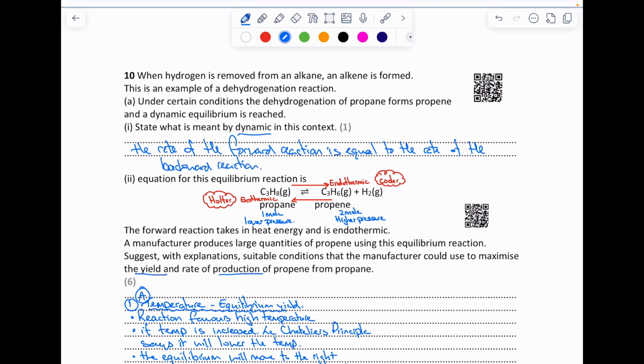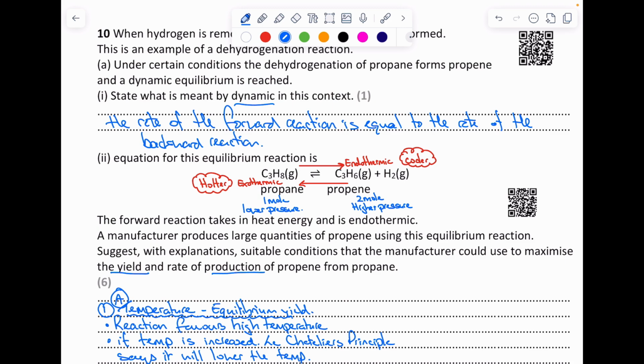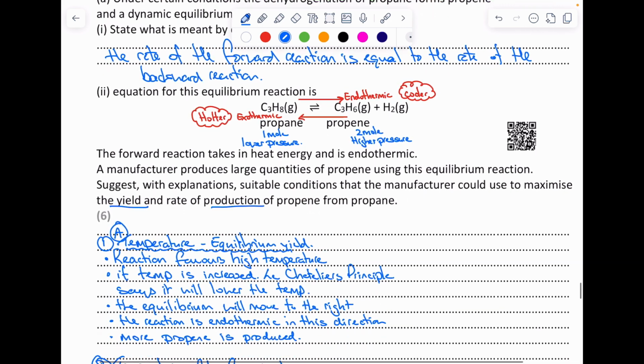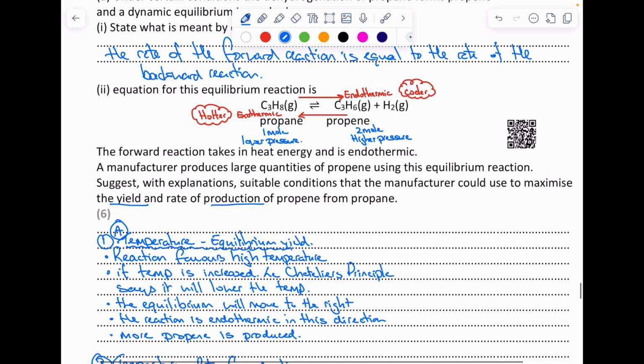Okay, next one is an equilibrium question, and let's just take a look through it, and I'll go through the answers with you. So first of all, it tells us here that the forward reaction takes heat energy in, and therefore it's endothermic. So what I would do first of all is write forward reaction, endothermic, and if it's endothermic, that means it's going to make the surroundings feel cooler. Because that's happening that way, then this way is exothermic, and that's going to make the surroundings feel hotter.